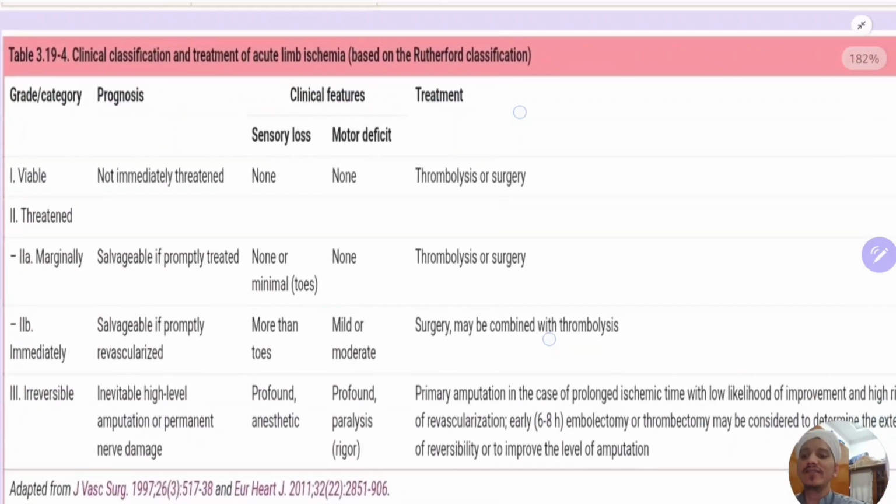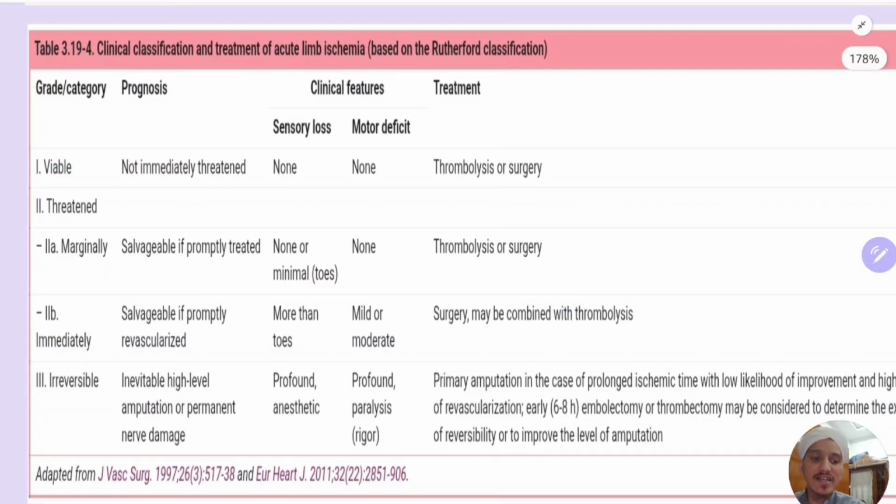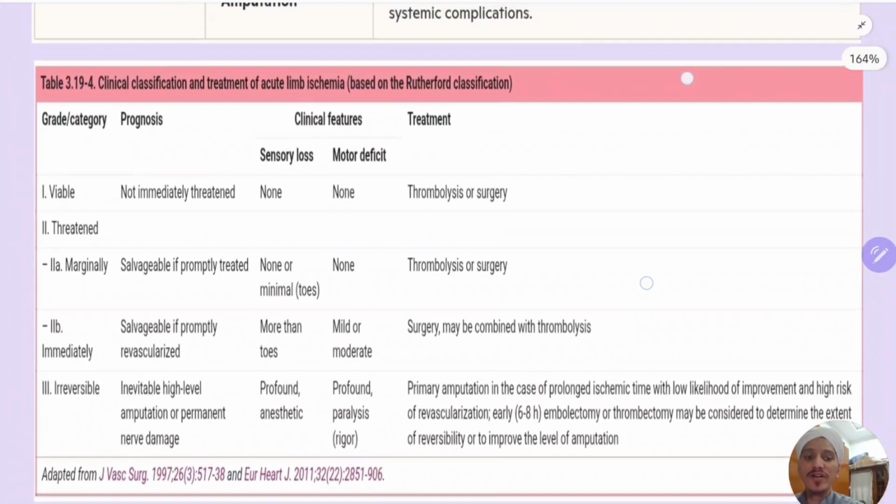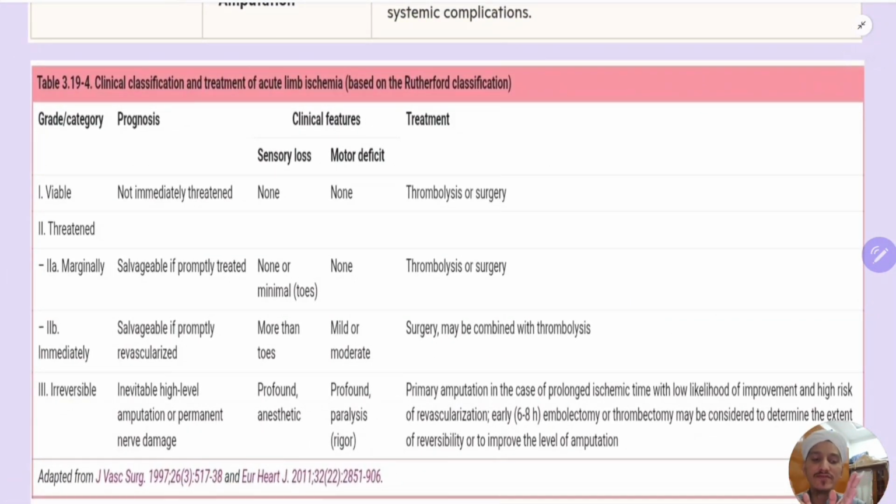So how will you decide whether it is a viable limb, a threatened limb, or an irreversible limb? That is a very important thing. You have diagnosed that it is critical limb ischemia or acute limb ischemia. Now the next step is whether it is viable, threatened, or irreversible damage. So that you should know. To say it is viable, it is not immediately threatened.